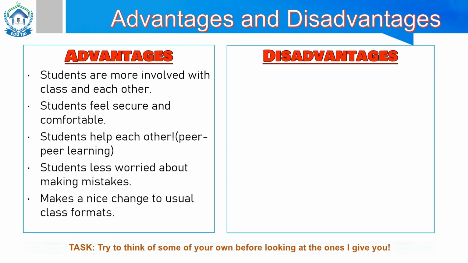It also helps the students feel secure and comfortable. They help each other. They do peer-to-peer learning, where the smarter students will always help the younger and maybe less experienced students in their group. You can assign these types of roles specifically, try to match more clever students with less clever students, and they will help each other grow.